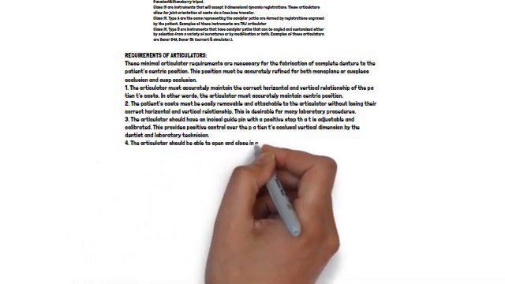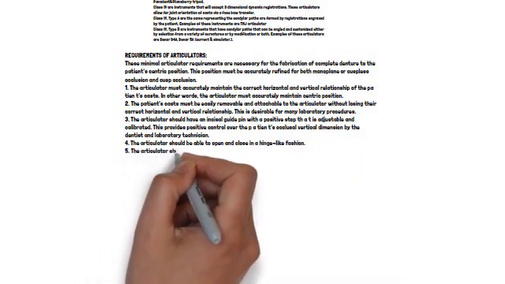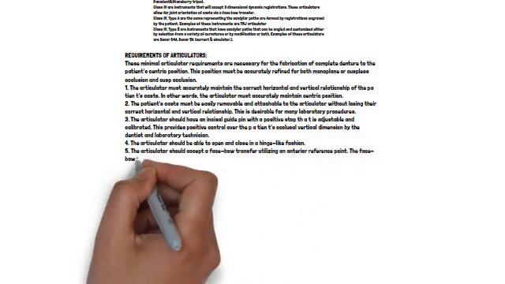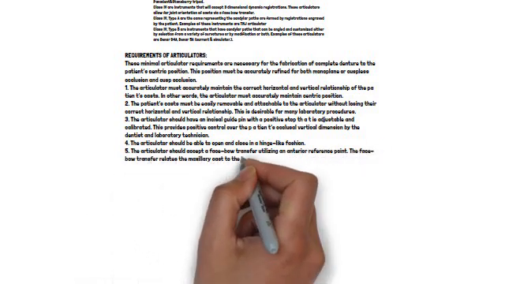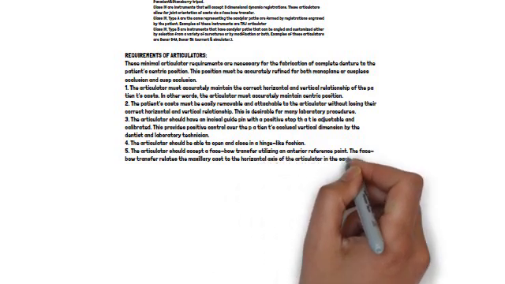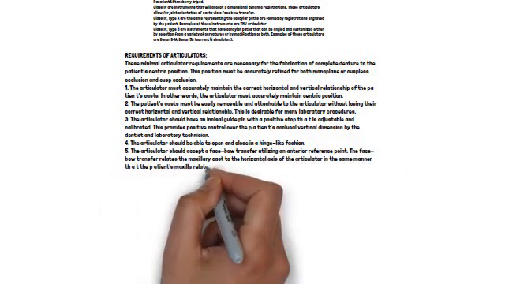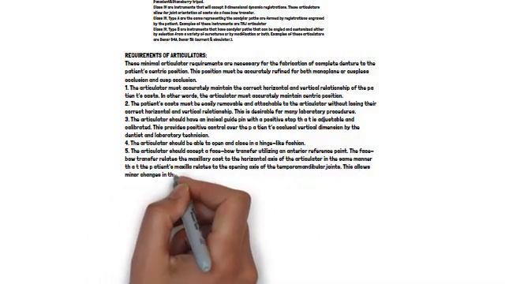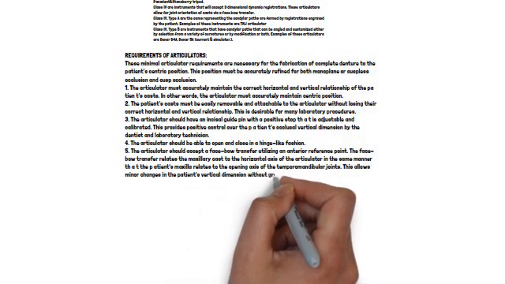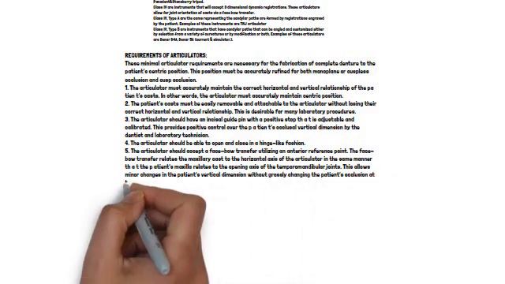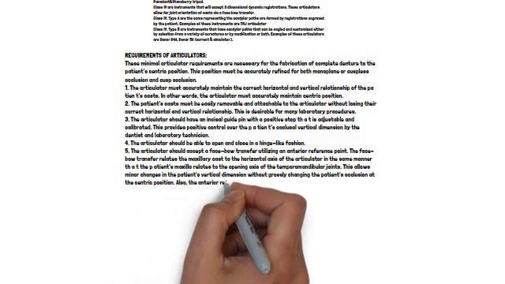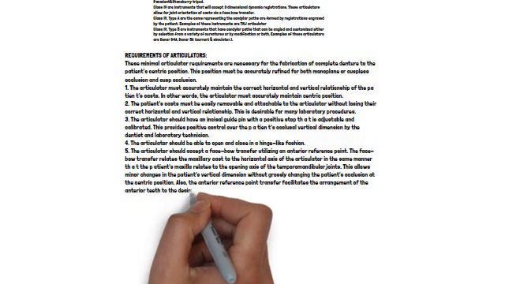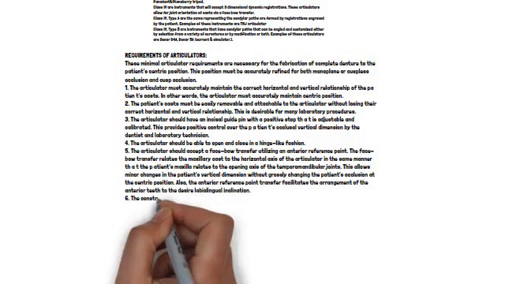4. The articulator should be able to open and close in a hinge-like fashion. 5. The articulator should accept a face-bow transfer utilizing an anterior reference point. The face-bow transfer relates the maxillary cast to the horizontal axis of the articulator in the same manner that the patient's maxilla relates to the opening axis of the temporomandibular joints. This allows minor changes in the patient's vertical dimension without grossly changing the patient's occlusion at the centric position. Also, the anterior reference point transfer facilitates the arrangement of the anterior teeth to the desired labiolingual inclination.